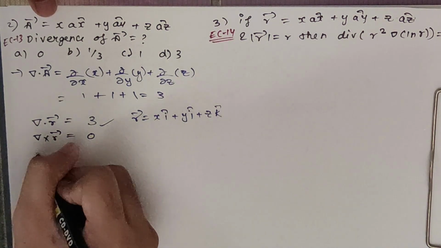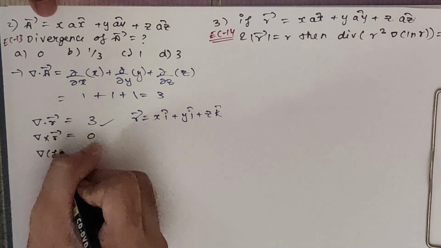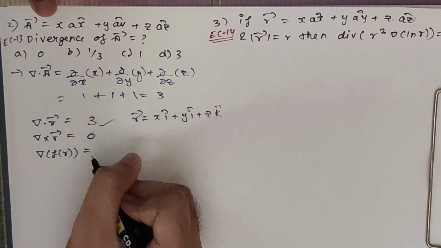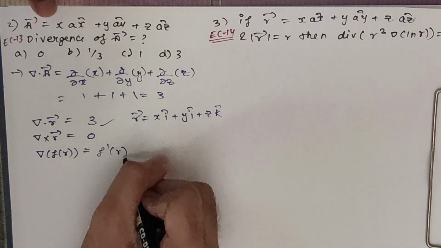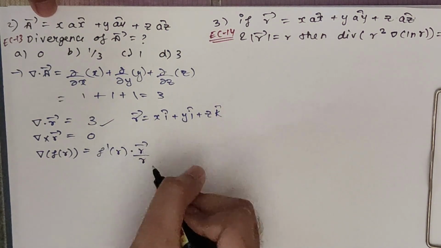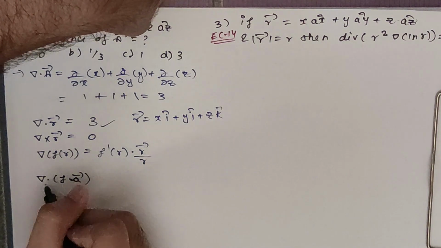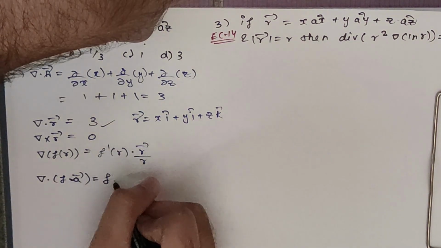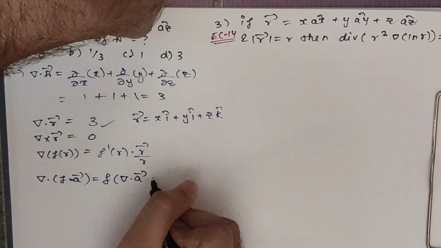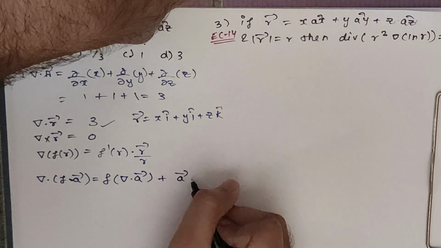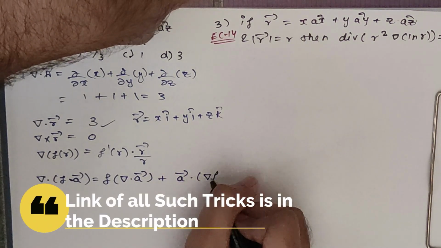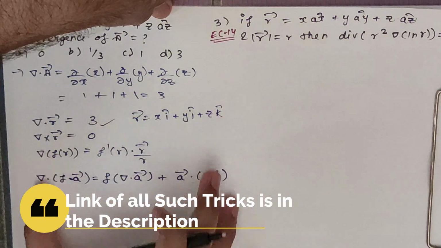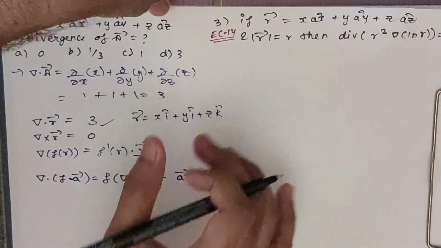Another thing is the gradient of f of r. Del of f of r is equal to f dash of r into r bar of r. One more identity which is very much useful is the divergence of a scalar and vector product. So it will be f del dot A bar plus A bar dot gradient of f. If you know these four identities, you can solve this type of question very easily.